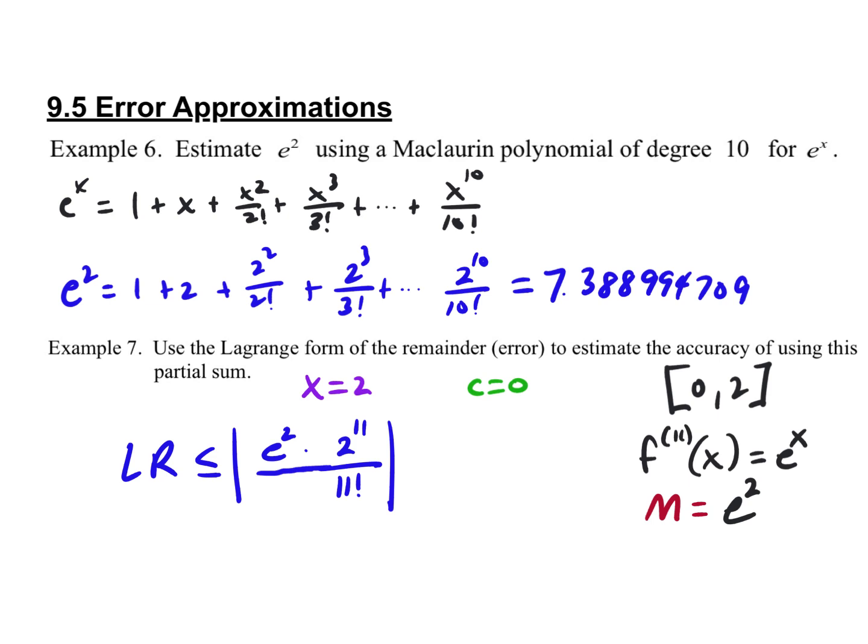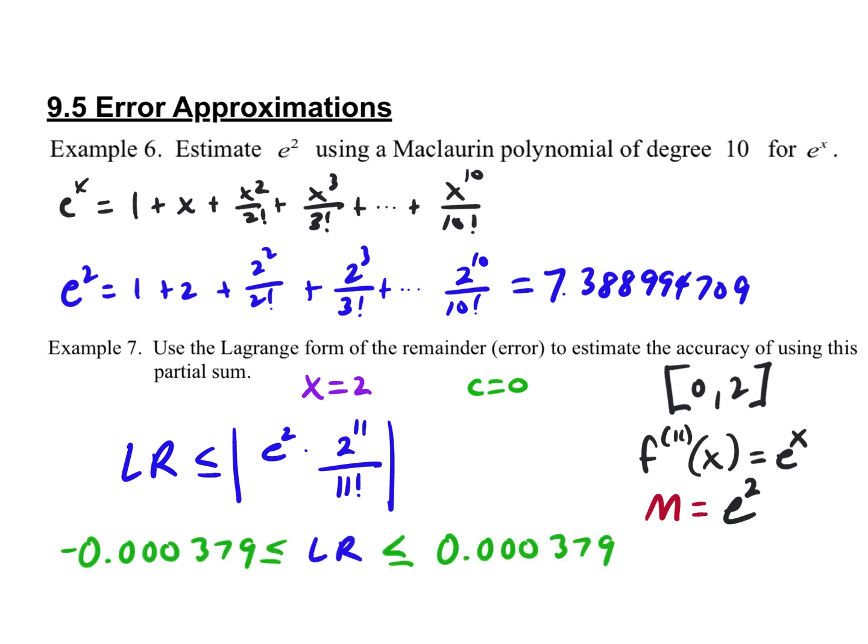I don't know if I figured out what that was. Estimate, actually, the partial sum. Yeah, I did. Okay. So I created an interval of the remainder. So the error is in between 0.00379 and negative 0.00379. That's how far off we could be from the actual e squared.